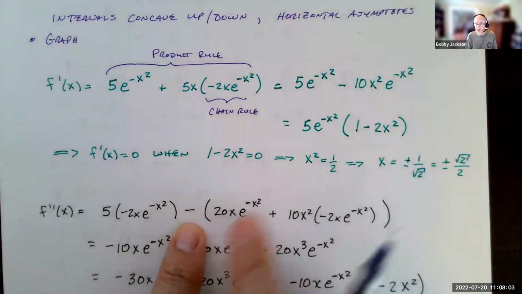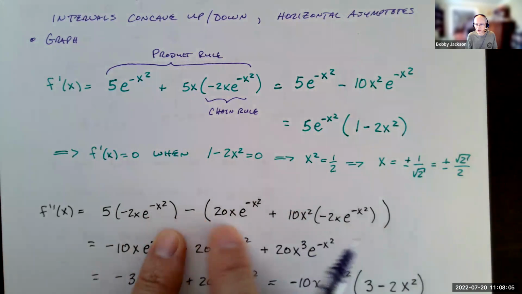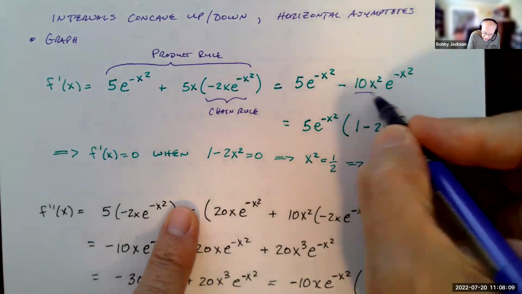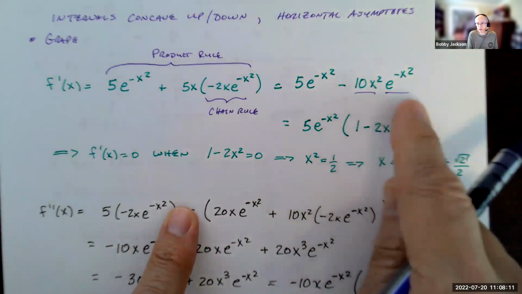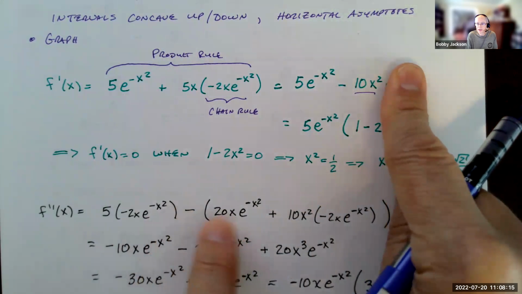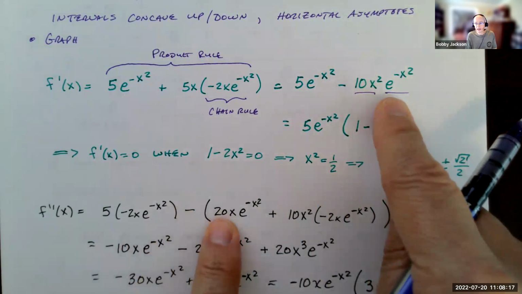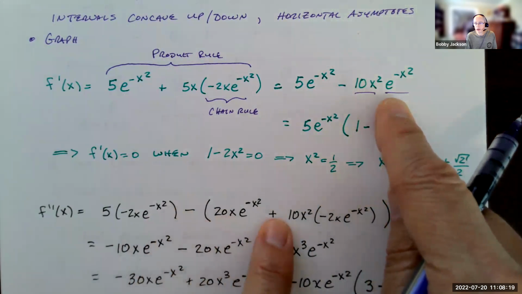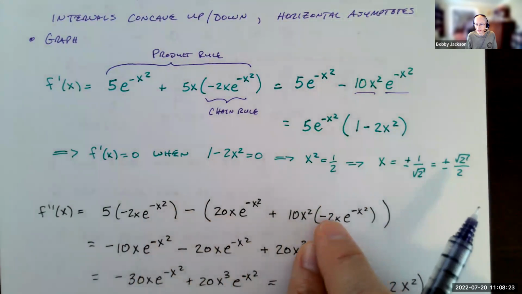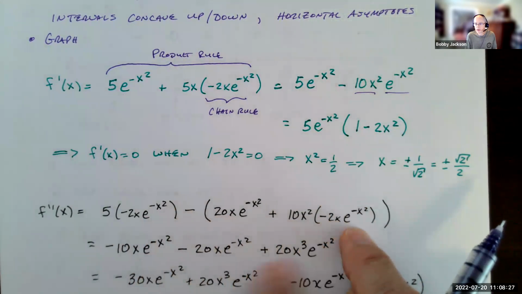And then minus, and I put in parentheses because I want to make sure I distribute that negative through, 10x squared times e to the negative x squared. I've got to use a product rule on that. So I take the derivative of 10x squared, which is 20x, times e to the negative x squared, plus 10x squared times the derivative of e to the negative x squared. Again, that same one we've seen by the chain rule, negative 2x e to the negative x squared.